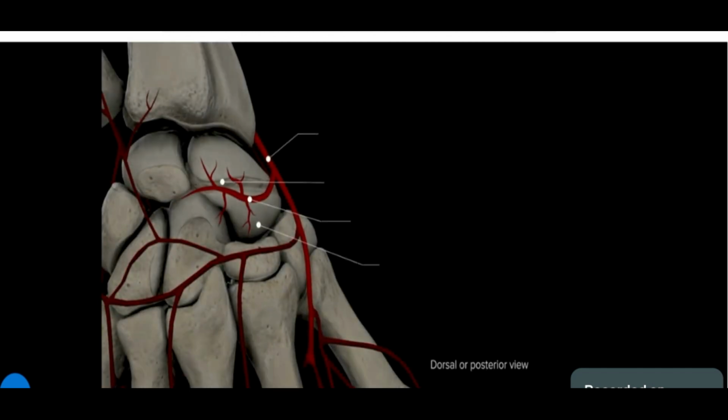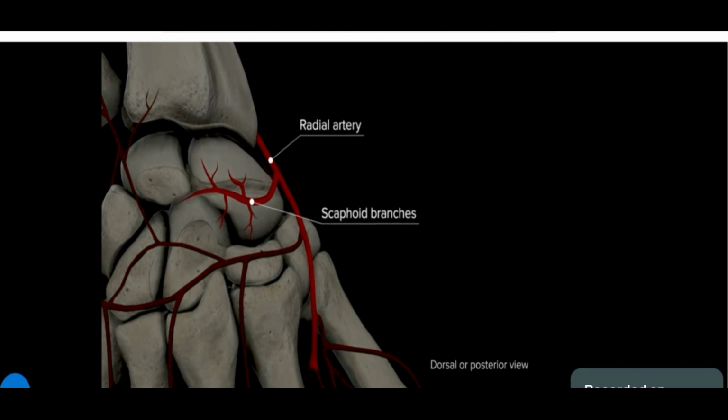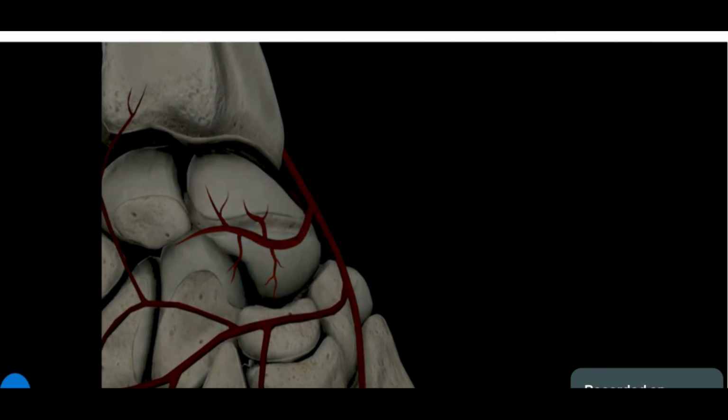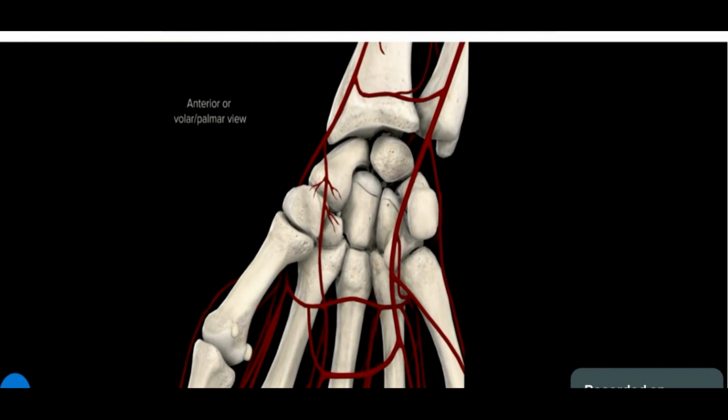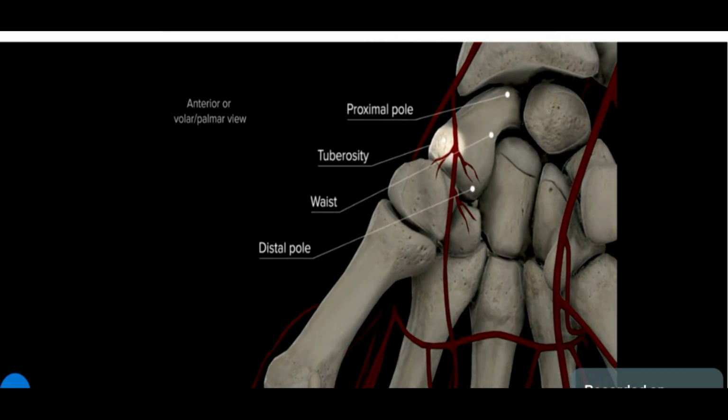The major blood supply comes from the scaphoid branches of the radial artery, entering the dorsal ridge at or just distal to the waist area, supplying 70 to 80% of the scaphoid, including the proximal pole, in a retrograde fashion. A second group of vessels arise from the palmar and superficial palmar branches of the radial artery and enter the distal tubercle, perfusing the distal 20 to 30% of the bone, including the tuberosity.